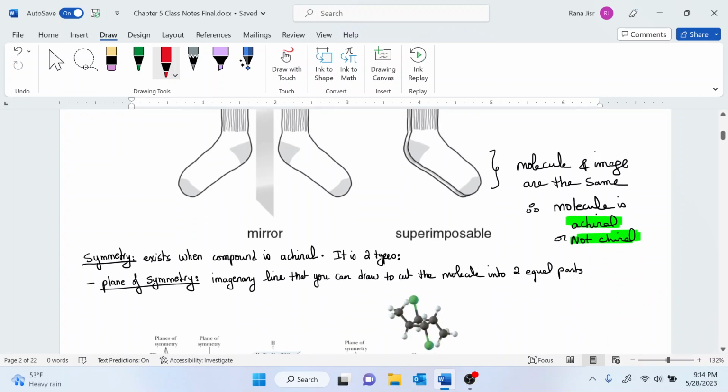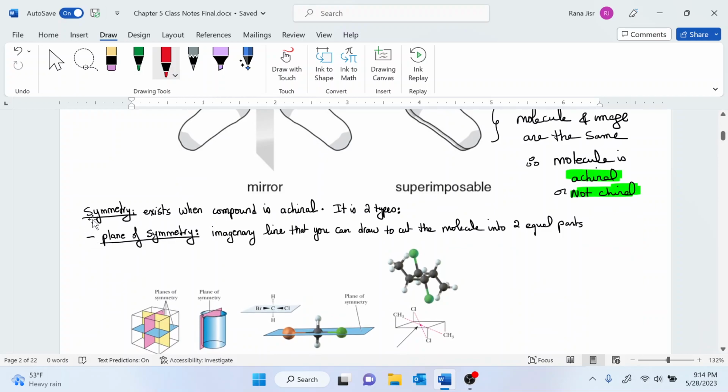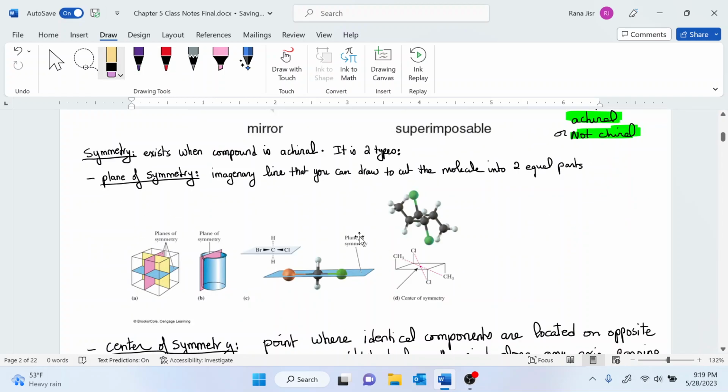The other term that we want to define is symmetry. How to detect symmetry? There are two types of symmetries involved, and symmetries are involved whenever the compound is achiral. The first type is the plane of symmetry. The plane of symmetry is a simple imaginary line that you can draw, and you can cut the molecule into two halves or two equal parts. Let's have an example. The line, you can draw it anywhere you want, but it has to start and pass through the molecule, something like that.